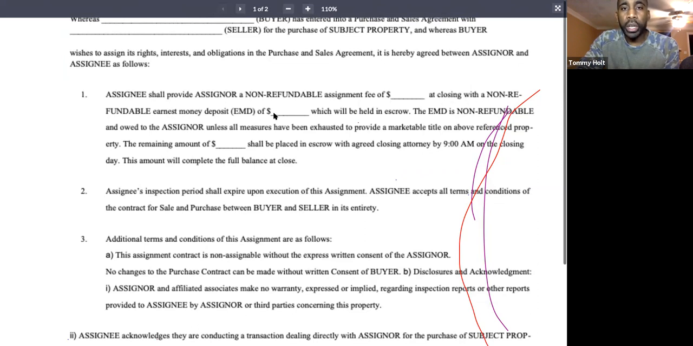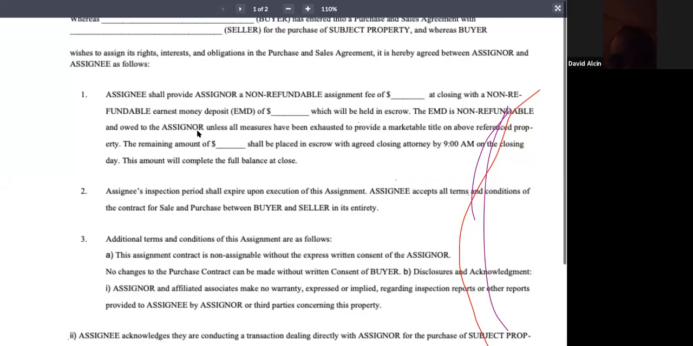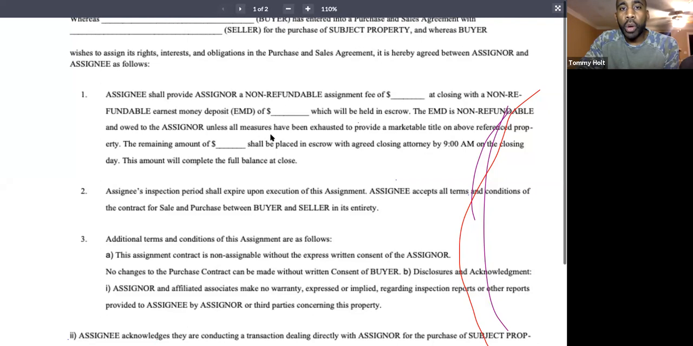So I'm going to tell them here my assignment fee of $15,000 at closing with a non-refundable earnest money deposit of $2,000, which will be held in escrow. The earnest money deposit is non-refundable and owed to the assignor. David, who's the assignor? Assignor, that's us, the wholesaler. That's right. Unless all measures have been exhausted to provide a marketable title on above referenced property.